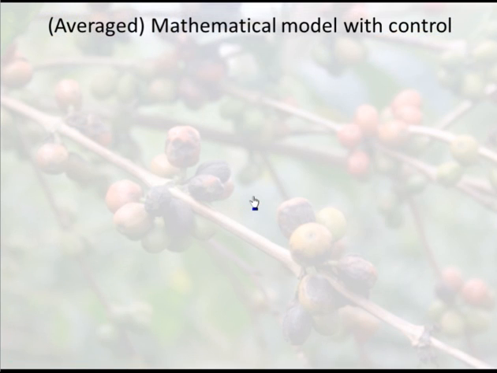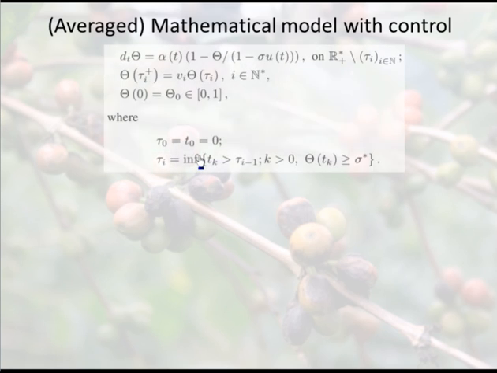Okay, I'm going to begin with an averaged mathematical model with control, and averaged means that it's not spatially dependent. Later on, I'll show a spatially dependent model that generalizes this. And here's the model. So let's see what the different quantities are.